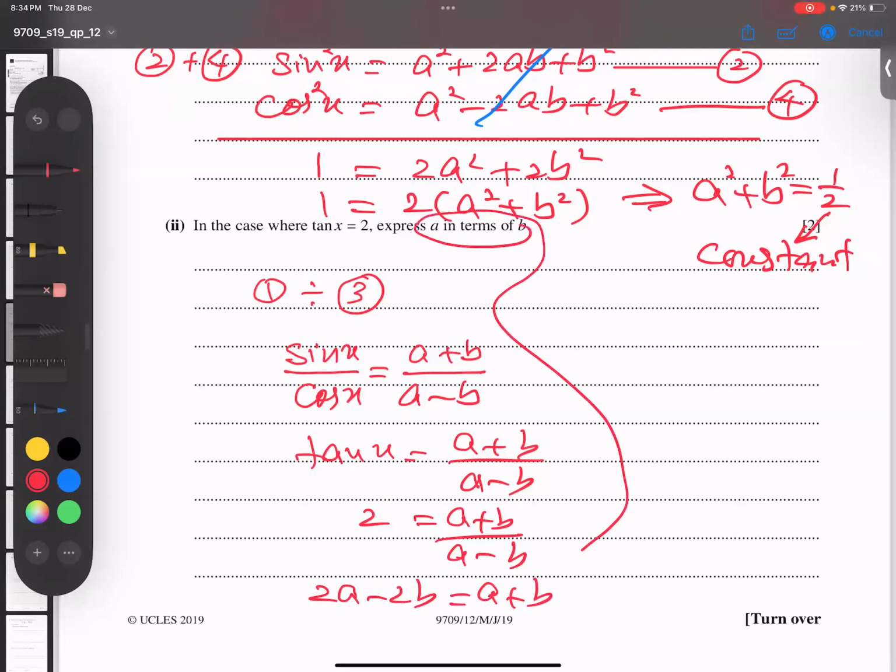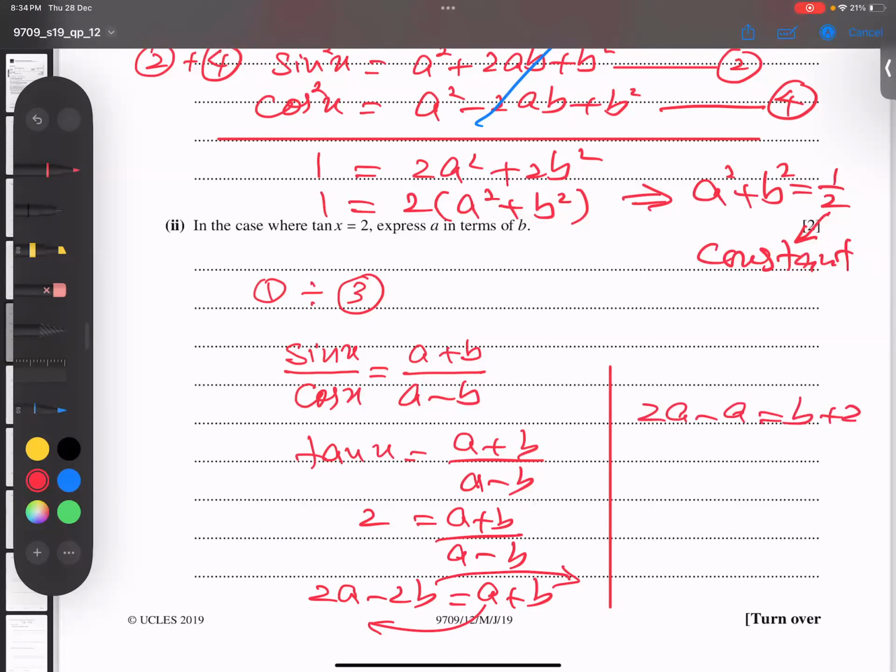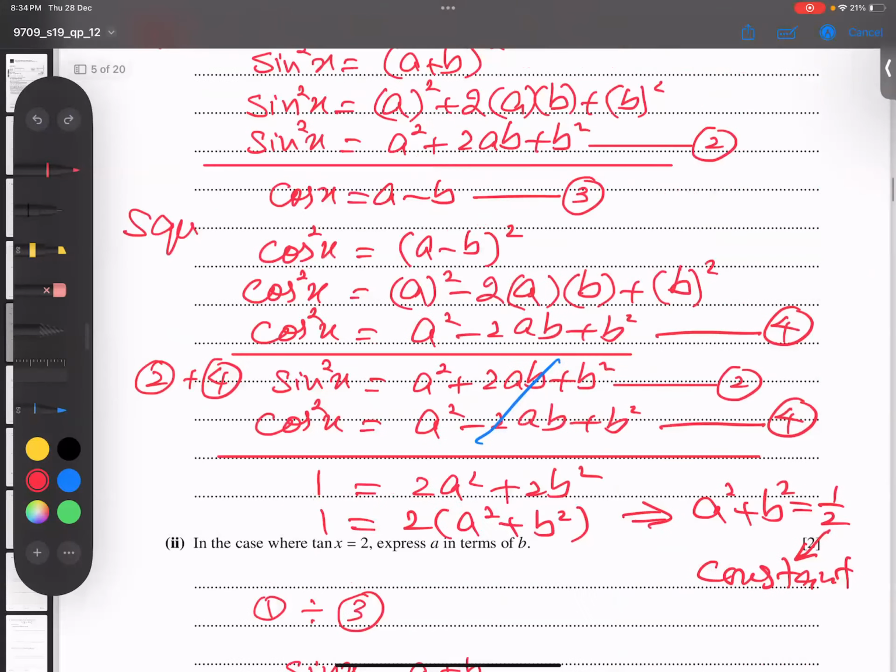He said a in terms of b. So I have to make a alone. So this a comes to this side and b goes to the other side. All right, wait a minute. Okay, other side. So what ultimately am I getting? 2a minus a equal to b plus 2b. And I got a equal to 3b. Proved. This is not proved, sorry. I mean, he was asking a in terms of b. And I believe you got the point. So ultimately, we want to learn a lesson.